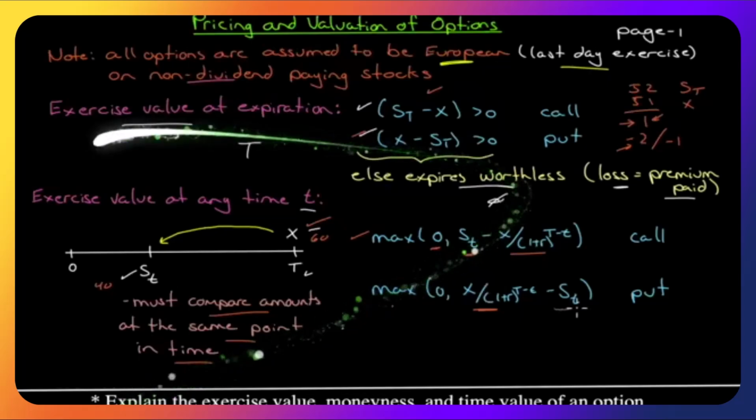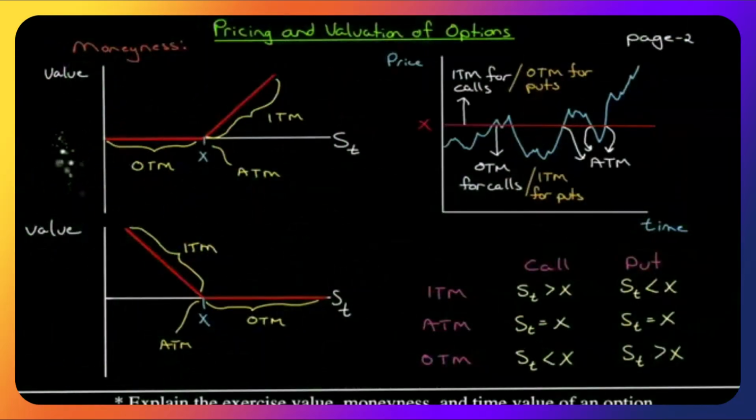For a put, it is the maximum of 0 or the strike price, the present value of the strike price, minus the stock price. Okay, let's talk about the concept moneyness. And moneyness can be described with 3 different acronyms: OTM, ATM, and ITM. Out of the money, at the money, and in the money.